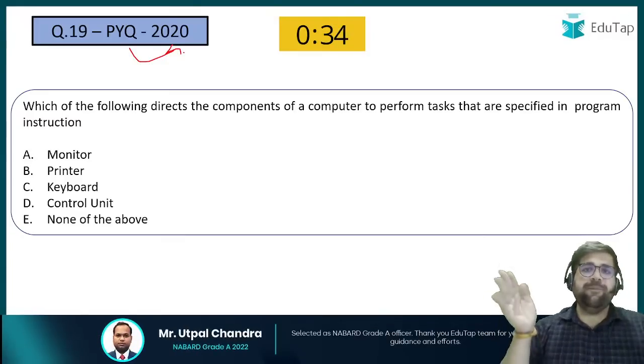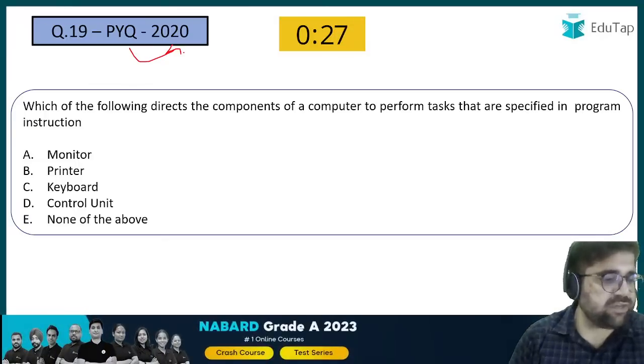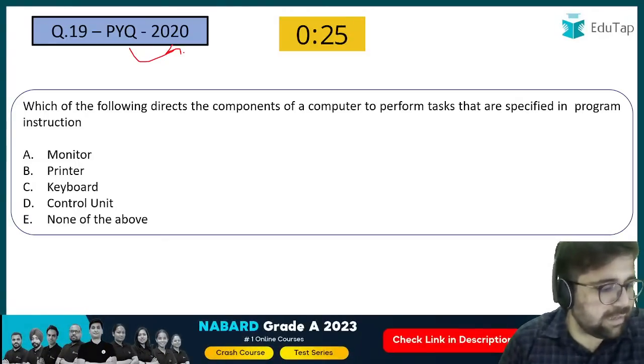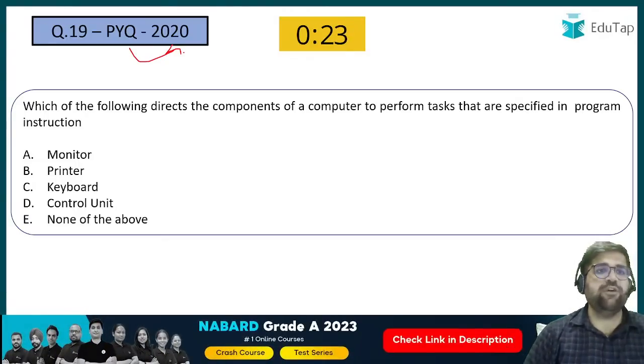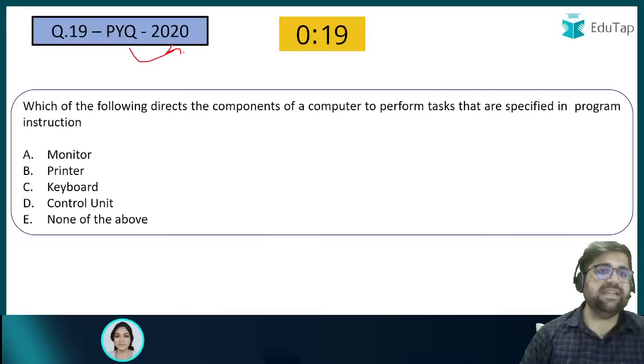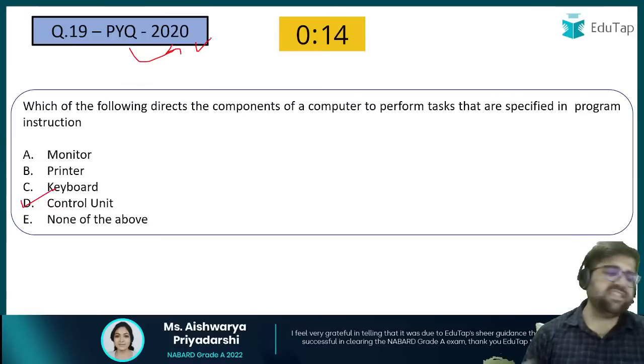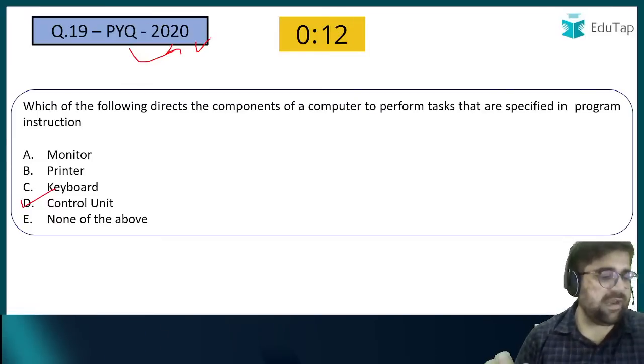Batching means that you are implementing certain batches like file 1, file 2, file 3 at the same period of time. I have one question on batching, don't worry, we will solve that. Okay, chalo, what is the answer for question number 19? Yes, it is your control unit. Now you can see the level of this particular question. Maximum of you will be able to answer it rightly.